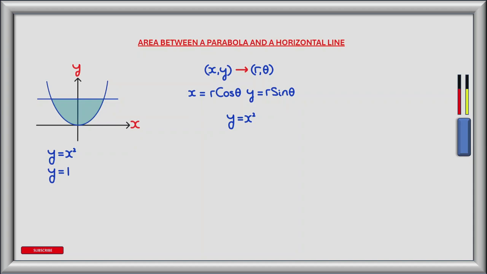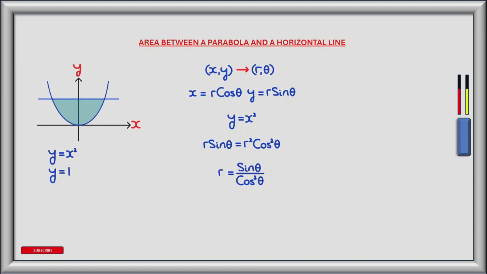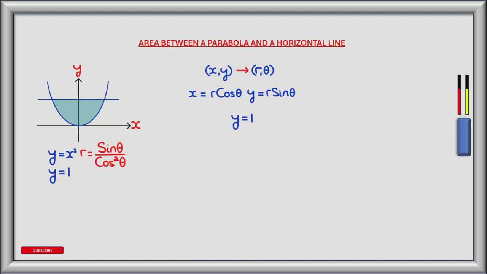Beginning with the parabola, in Cartesian coordinates, we have the equation y is equal to x squared. Making the substitution for y and x, we have r sin theta is equal to r squared cos squared theta. Dividing both sides of the equation by r and then cos squared theta gives r equals sin theta divided by cos squared theta. And for the horizontal line in Cartesian coordinates, we have y equals 1. Substituting for y gives r sin theta is equal to 1, and therefore r is equal to 1 divided by sin theta.